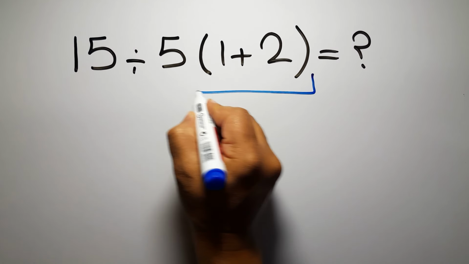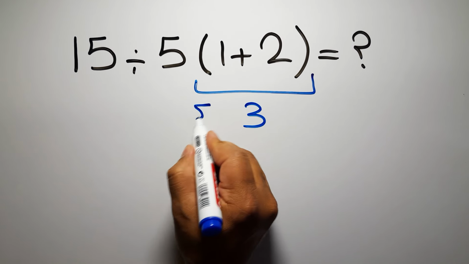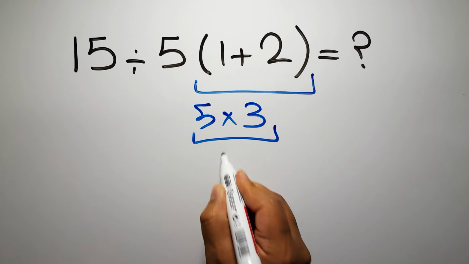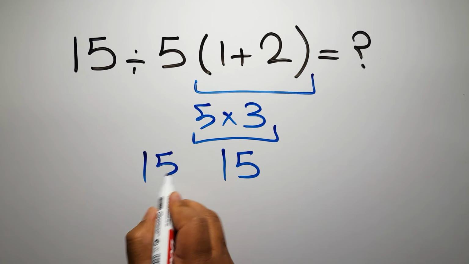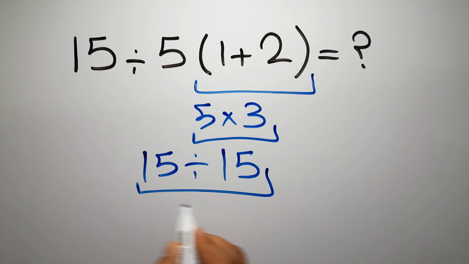1 plus 2 gives us 3. So 5 times 3 gives us 15. And 15 divided by this, 15 divided by 15, is just 1. But this answer is not correct.